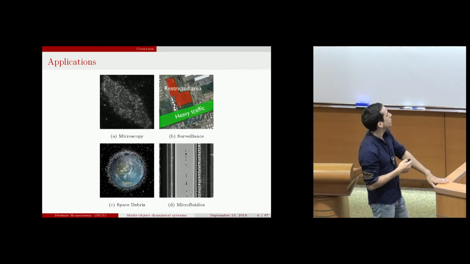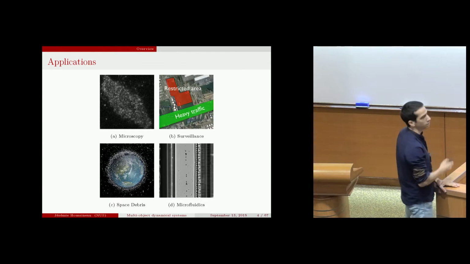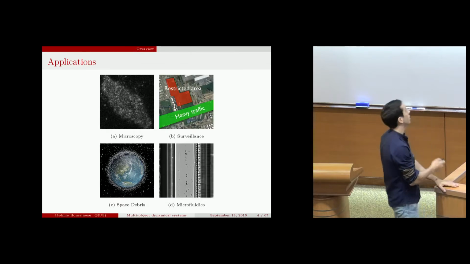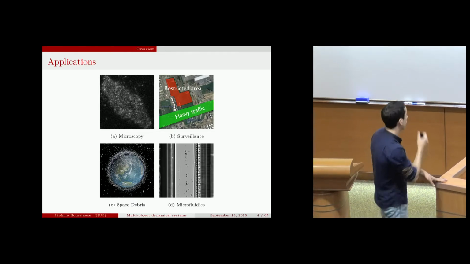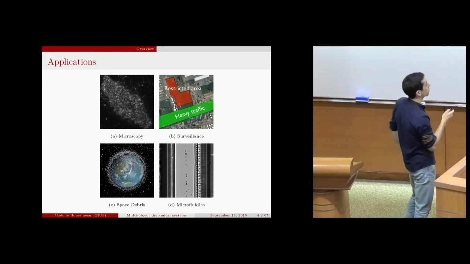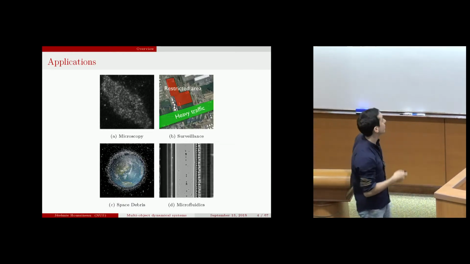Space debris tracking, I think this is getting quite well known. There's a huge amount of space debris going around Earth, and it's a very difficult problem because there are a lot of them, and that's the concern about it.